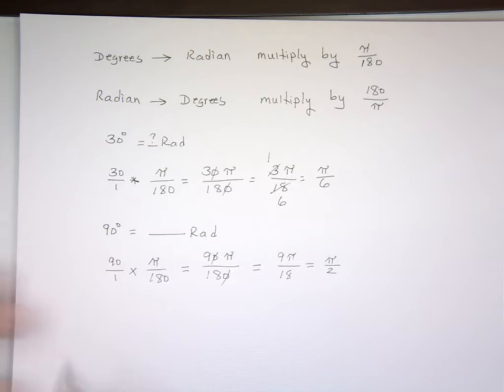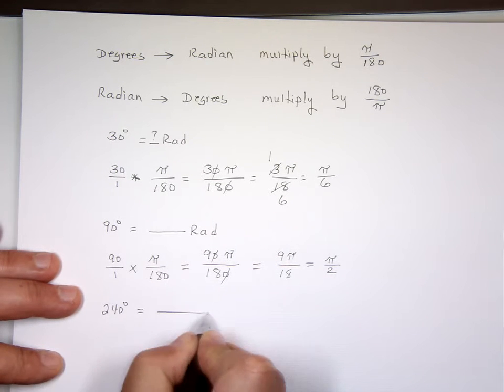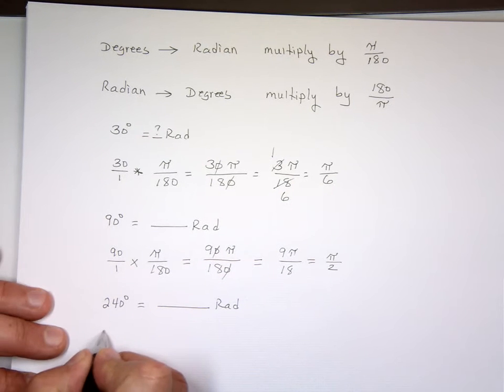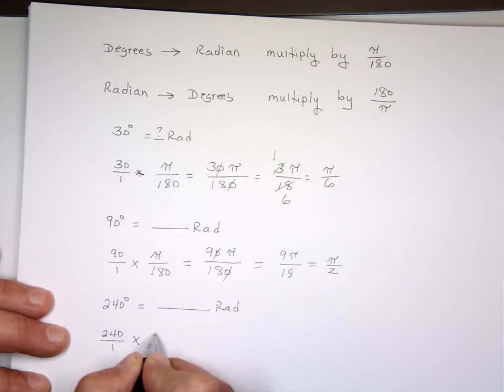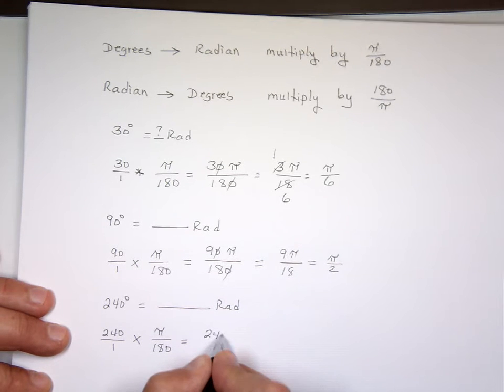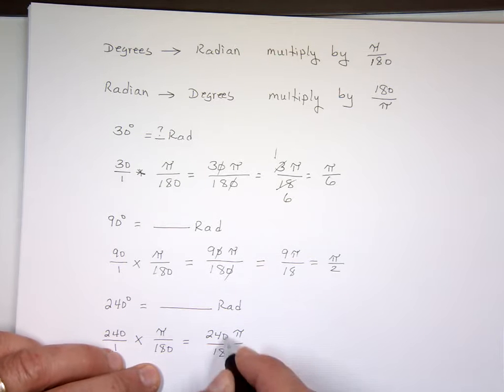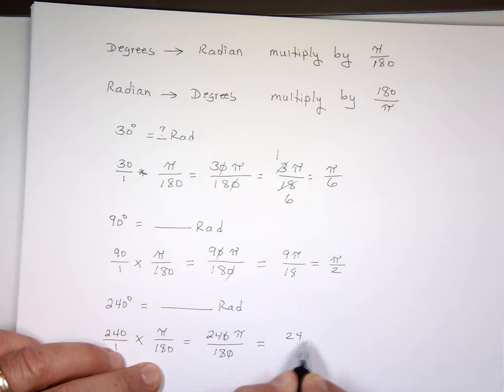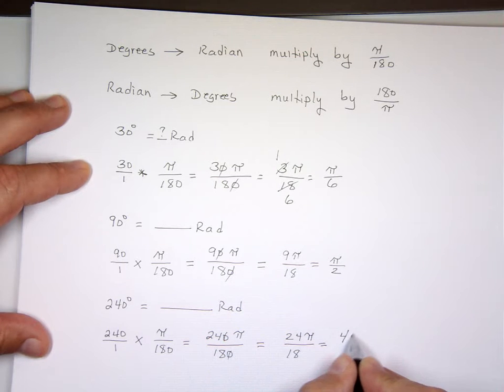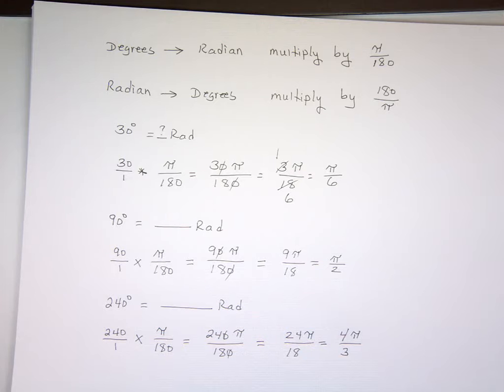I'll do another one. 240 degrees. How many radian is that? 240 over 1 times what? Pi over 180. 240 pi over 180. The zeros cancel each other out. 24 pi over 18. Let's look at 24 and 18. Can we simplify 24 divided by 18? They're both divisible by 6, right? By 6. What's 24 by 6? 4. What's 18 by 6? 3. That's 4 pi over 3.